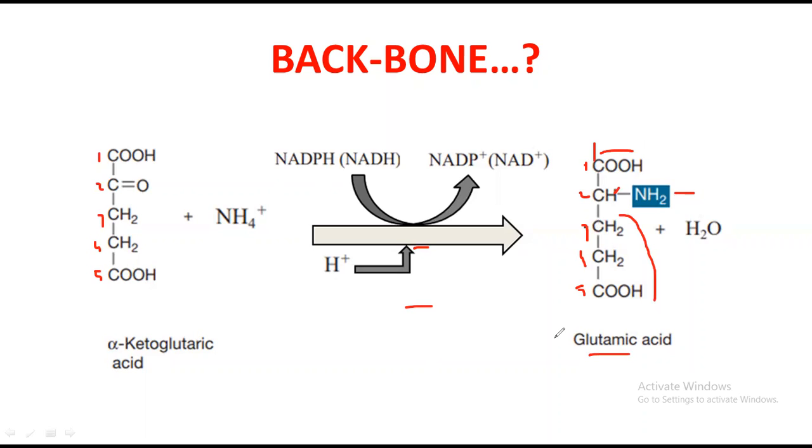So if someone asks you where this alkyl group comes from, or even where this carboxyl group comes from, your answer will be that it comes from the precursor metabolites.